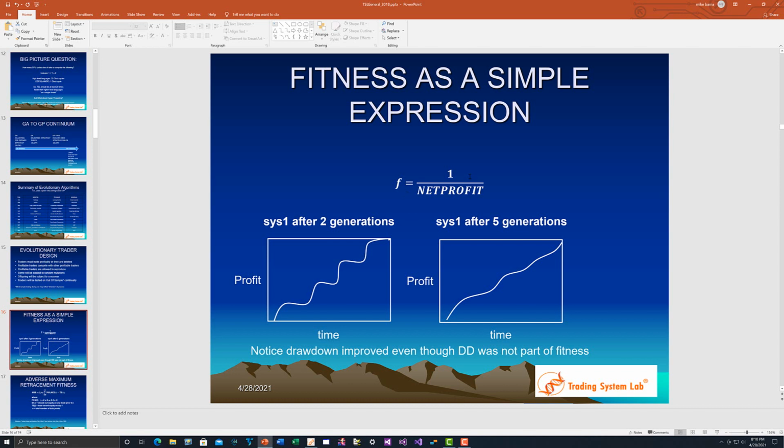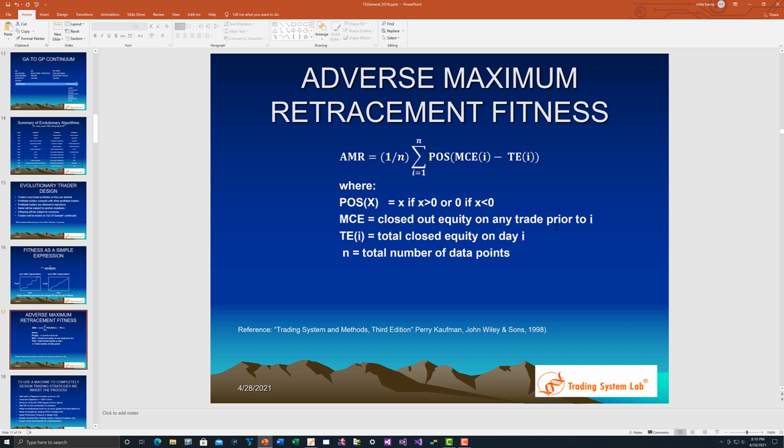For example, you may want to start by designing a million strategies using net profit over drawdown as your fitness expression. And then after the first million strategies, you may want to then focus only on net profit or other combinations of fitness objectives. Here's an example of a fitness function that could certainly be used in Trading System Lab, the adverse maximum retracement fitness. So there's really no limit to the type of fitness expressions that you can have in Trading System Lab.